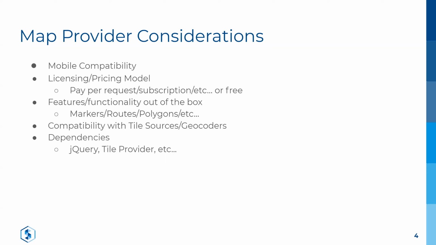You're also going to want to look at the features and functionality out of the box. Some of these map providers and tile sources are really lightweight, and you might have to do a lot of fancy footwork to wire in your functionality or your needs. Whereas some of these come right out of the box with things that you need. I tend to try to lean towards those, but of course it's a balancing act like everything. You'll also want to know the compatibility of the map provider with your tile sources and geocoders. Some map providers are really picky about what tile sources you use and what kind of geocoders you wire into it. And then some are a lot more open, a lot more friendly, and have a lot more open source options.